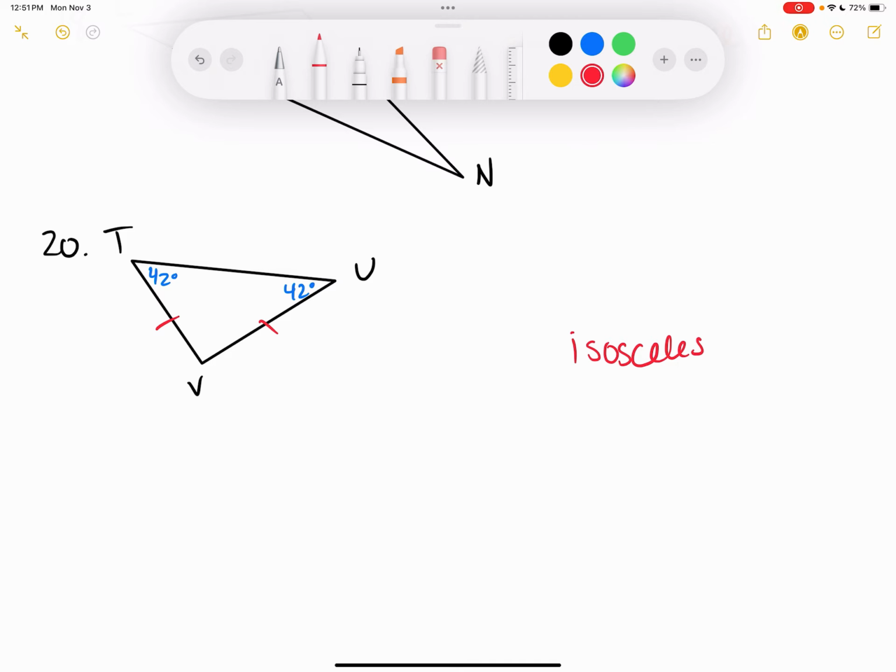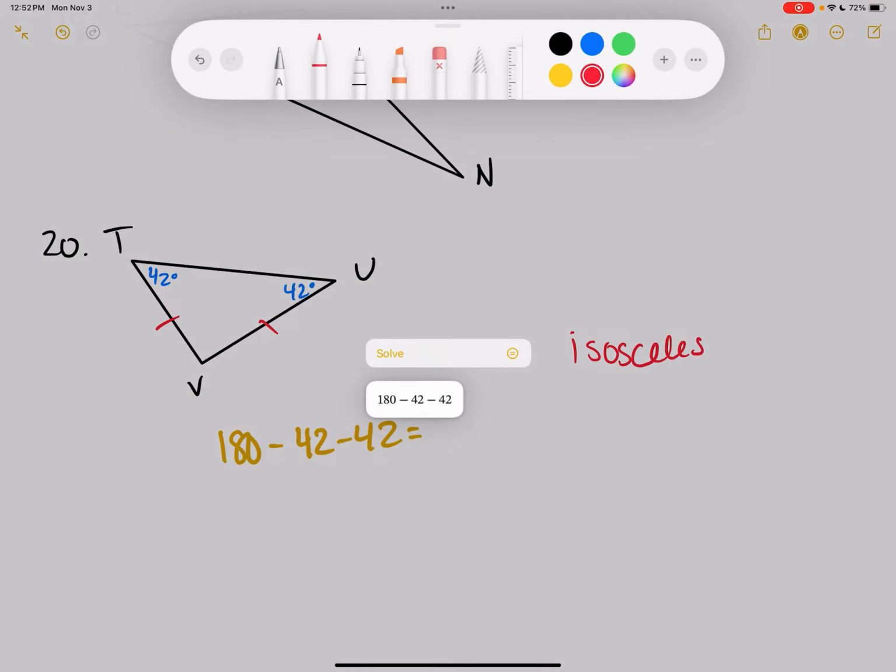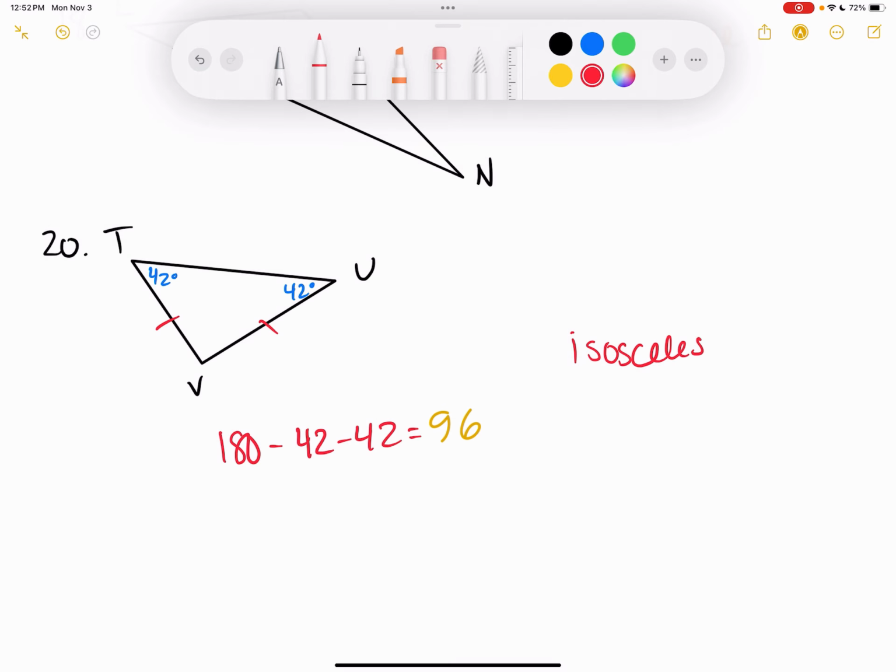What do I know about the angles inside of a triangle? They equal 180. So I don't know what this angle is, so I need to find it. So 180 minus 42 minus 42 is equal to what? 96. So now what kind of triangle is this? Obtuse. So it's an obtuse isosceles triangle.